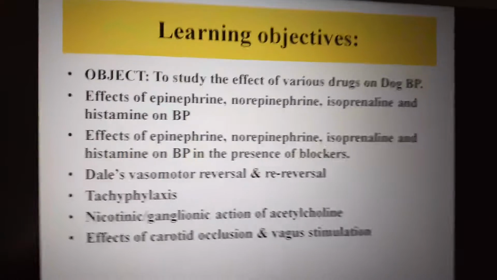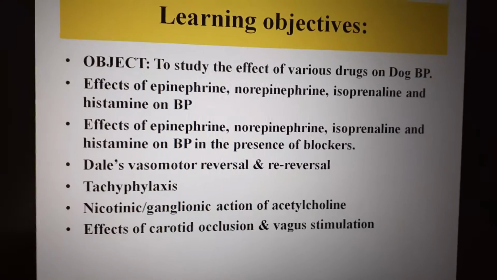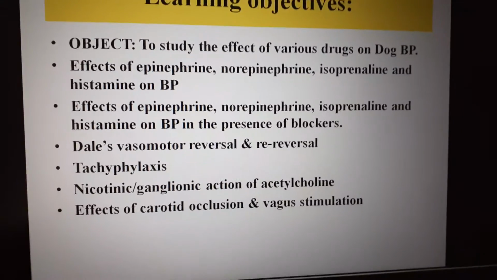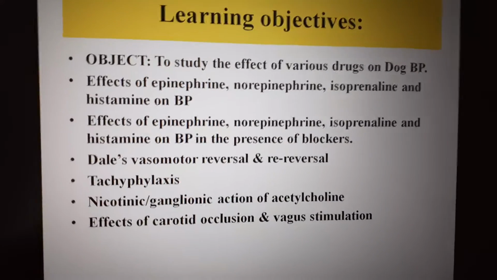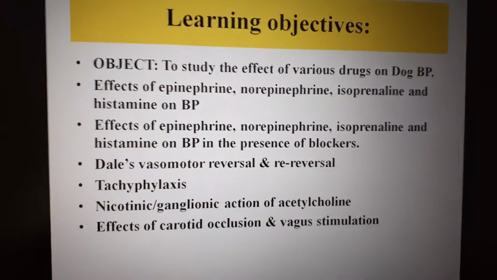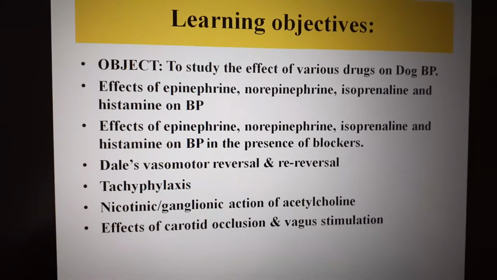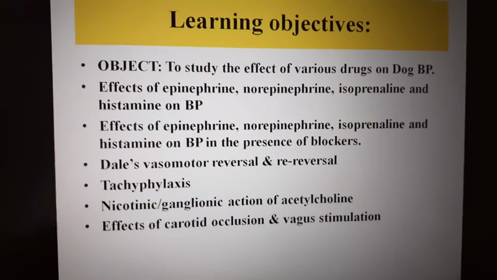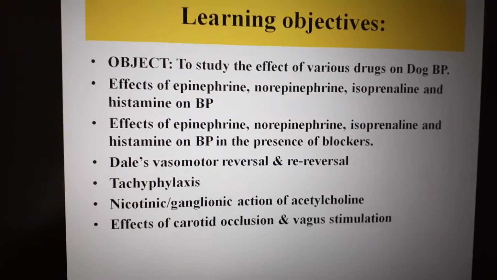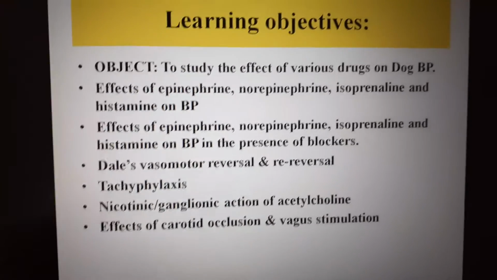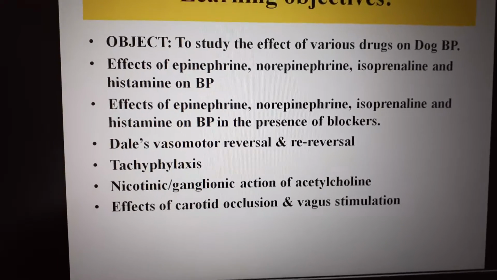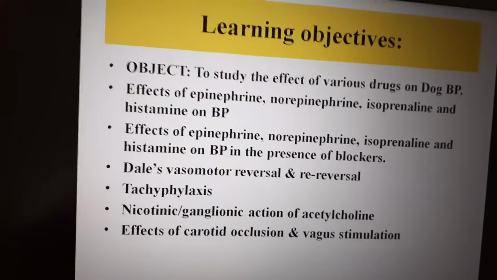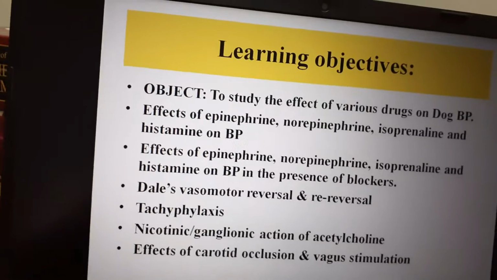So to begin with, the learning objectives are to study the effect of various drugs on dog blood pressure. What drugs are included? The drugs are epinephrine, norepinephrine, isoprenaline, acetylcholine, and histamine. And to see the effect of blockers on the responses produced by these drugs, Dale's vasomotor reversal and re-reversal, tachyphylaxis, nicotinic or ganglionic action of acetylcholine, and the effect of carotid occlusion and vagus stimulation. So we will discuss each of these experiments one by one.